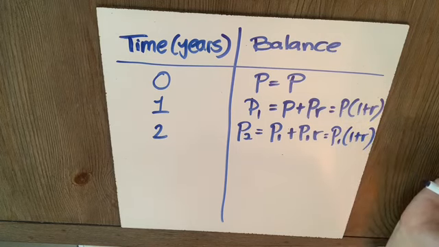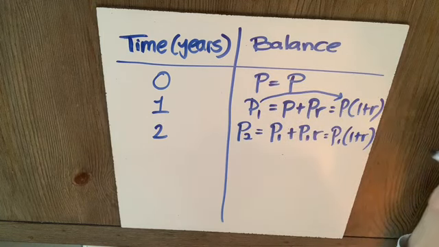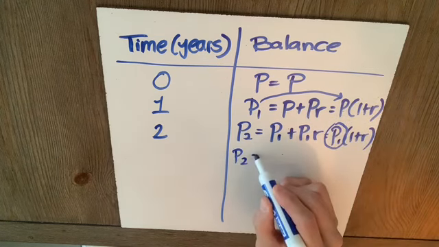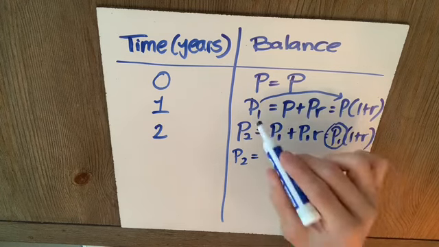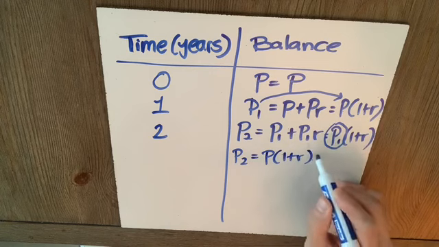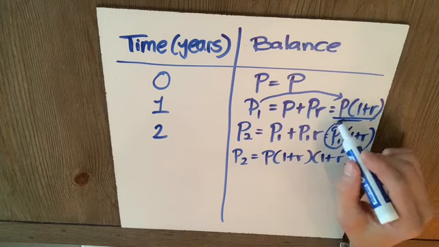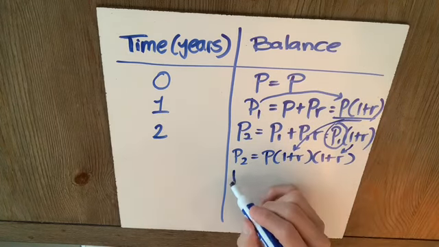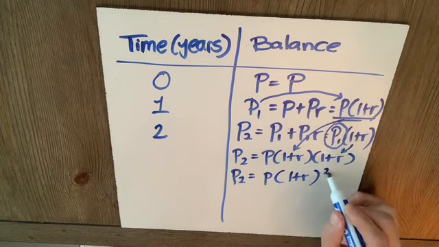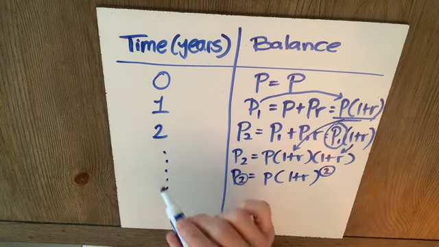Now it's important to see that we know that P1 is equal to P times 1 plus R. So if I substitute for this P1, I'm going to have P2 is equal to, I'm substituting for P1, I know P1 is equal to P times 1 plus R, P times 1 plus R times 1 plus R. This 1 plus R came from here, and this expression was substituted for P1. So you can see P2 is equal to P times 1 plus R squared. Notice this 2 is the same as this 2.